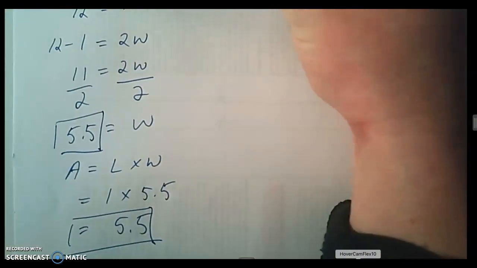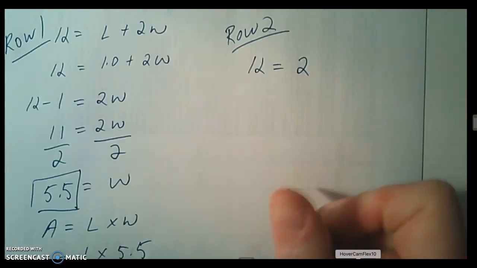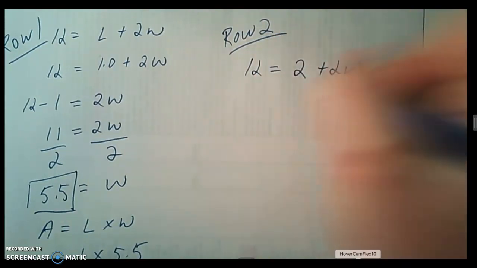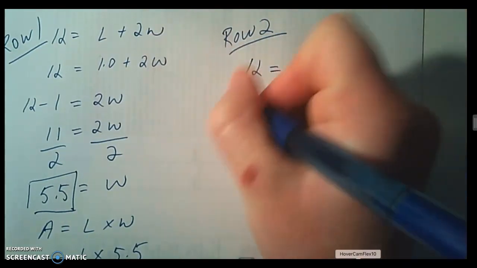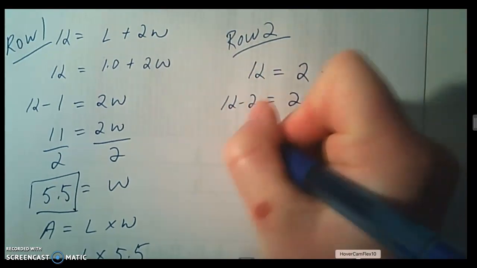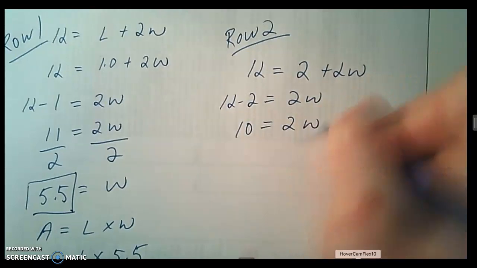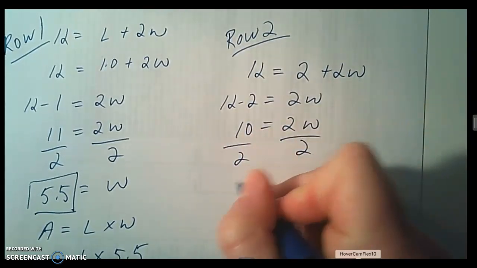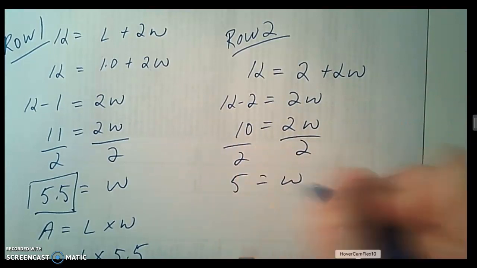Let's do row 2 where length was 2. So 12 equals, I'm just putting in that length of 2 in the equation, and then plus 2w. I subtract the 2 from the other side. So I end up with 10 equals 2w, and then I'm going to divide both sides by 2, so I end up with 5 equals w.